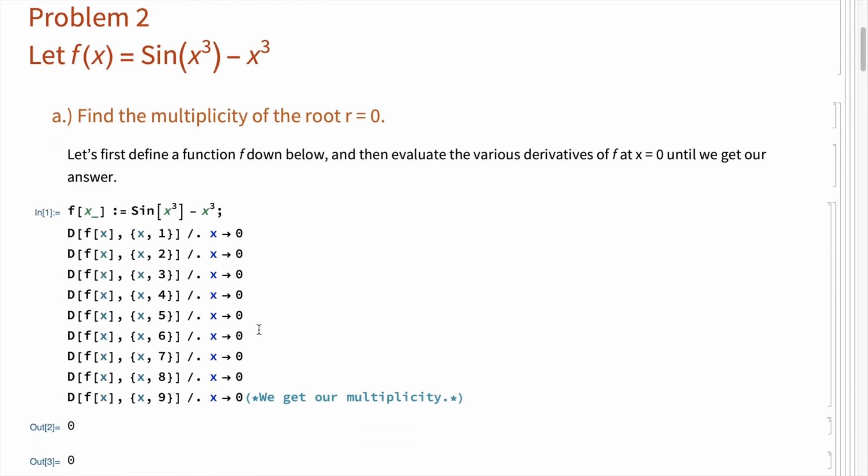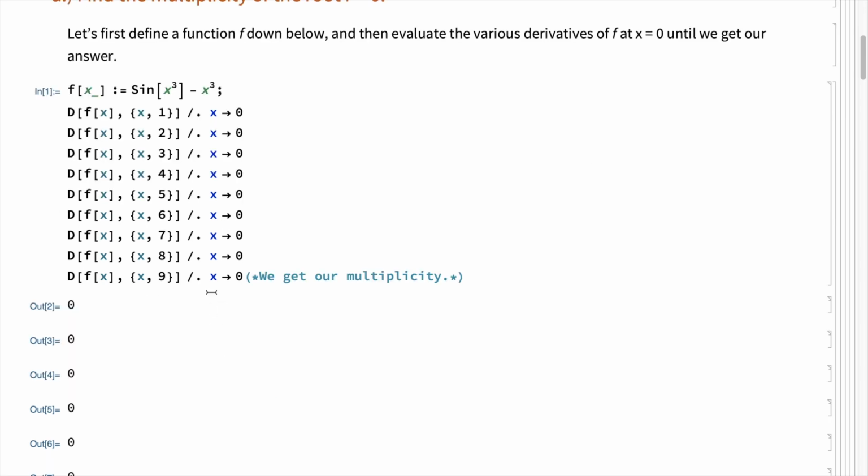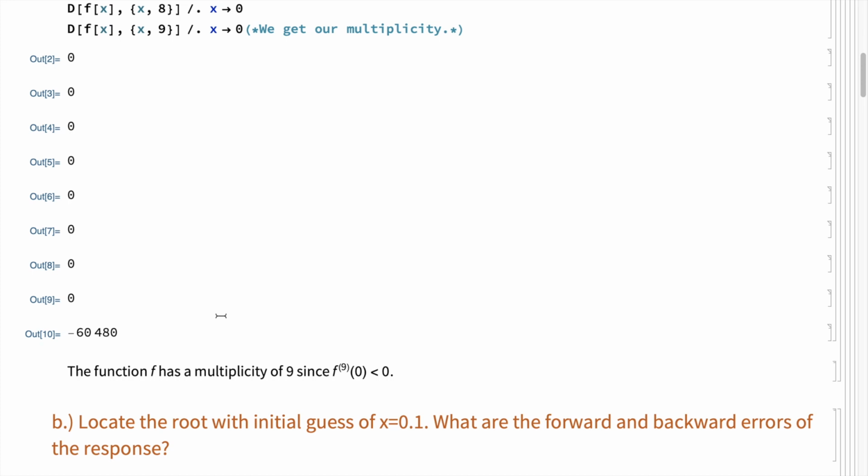So to begin, first define the function f of x as below, and then evaluate various derivatives of f at x equals 0 until we get our final answer at x equals 0. When we do this, we find that the first non-zero derivative is at the ninth derivative. So this is going to be our multiplicity, and so function f has a multiplicity of 9.